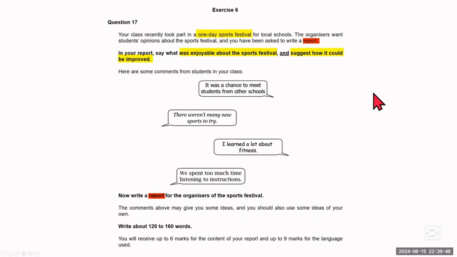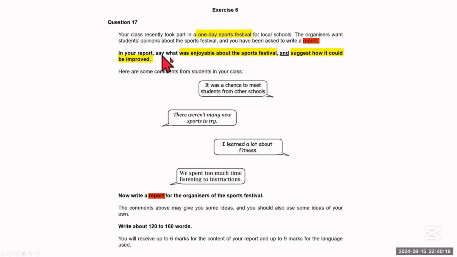Now, this is the question. And I have already highlighted the keywords for you. And I've also highlighted the genre that you have to write in. So your class recently took part in a one-day sports festival for local schools. The organizers want students' opinions about the sports festival, and you have been asked to write a report.